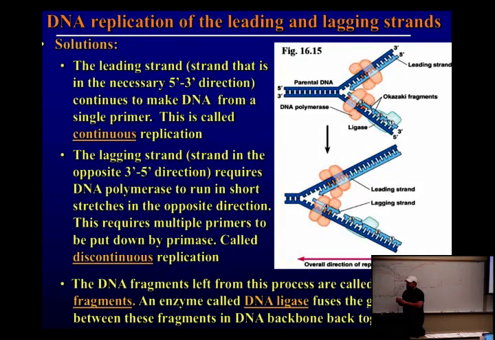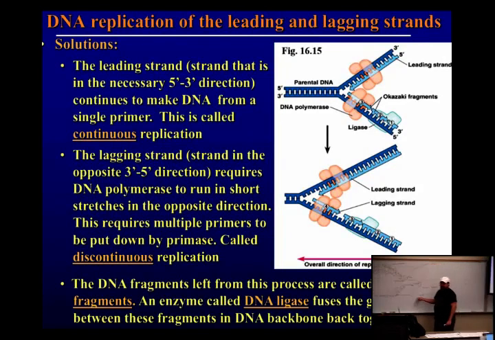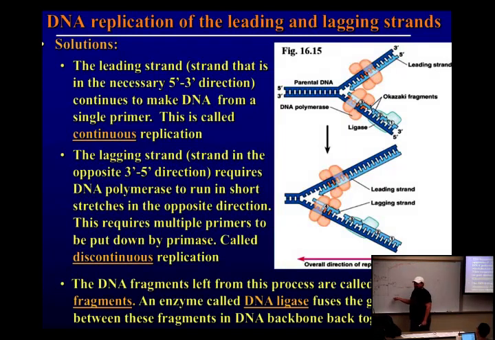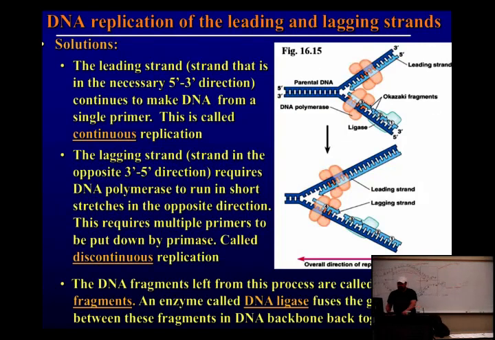So Okazaki was able to discover these pieces because the bacteria that he was looking at didn't make this enzyme correctly. So what would that leave in the DNA then? These little short pieces, right? Because they were never stitched together. So that's how he discovered these fragments, and that's how he discovered how the other strand gets copied.